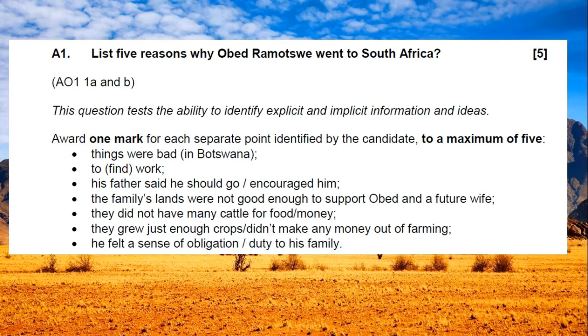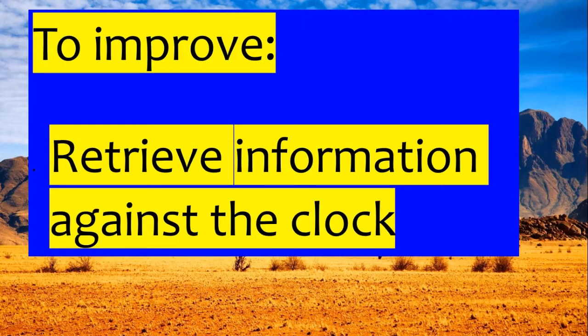Okay, so there's the mark scheme. There are 7 things there. You only needed 5. Just remember, each time, don't just put, for example, 'things were bad', or don't just put 'crops'. Make sure you put it in a sentence. So say, the reason he left Botswana was things were bad. He went to find work. His father said so. Each time use 'he' or 'Obed' when you're answering this question.